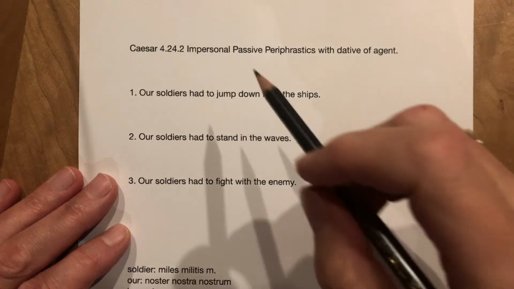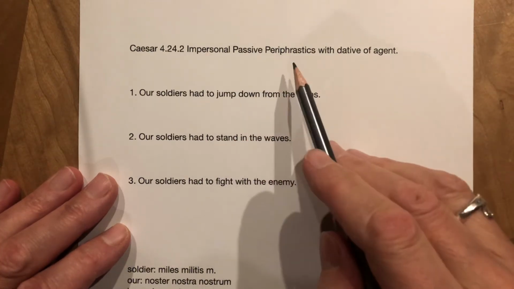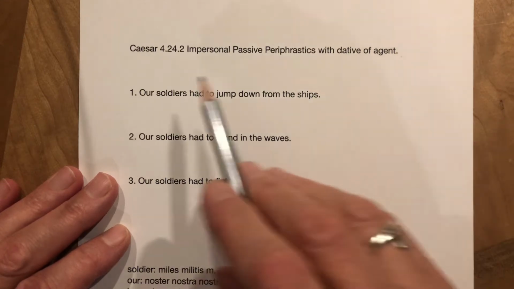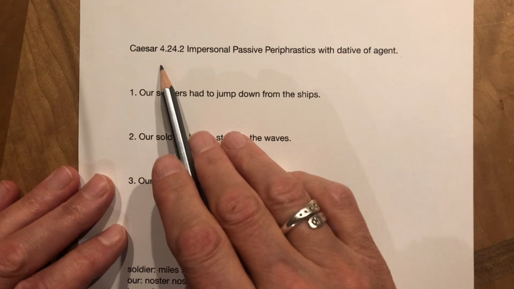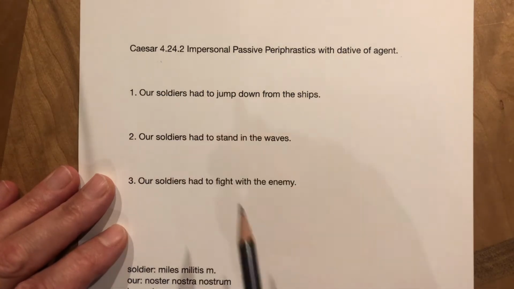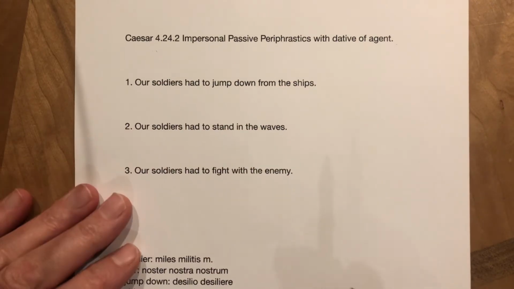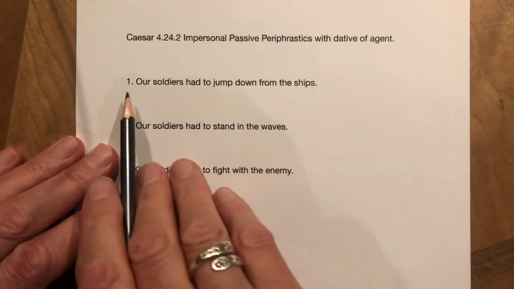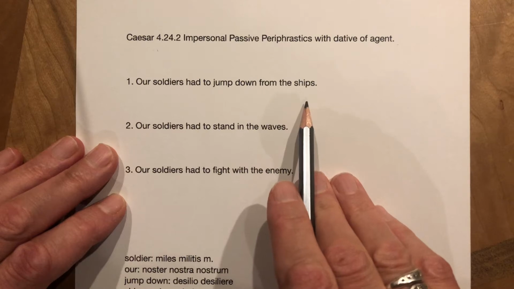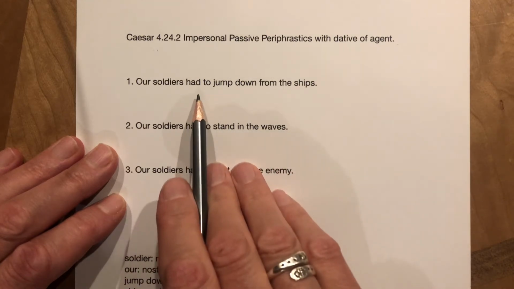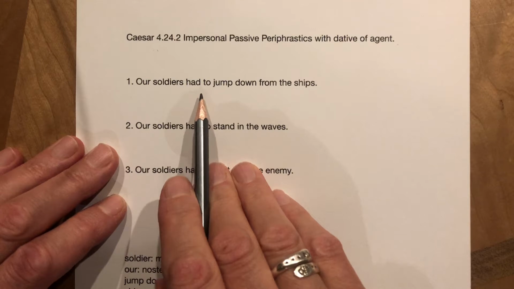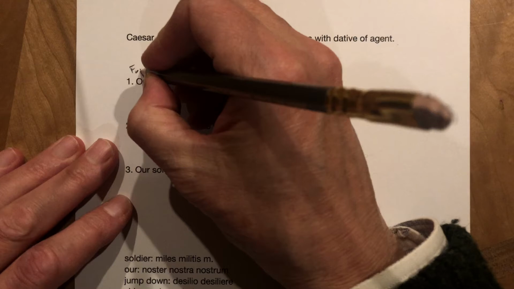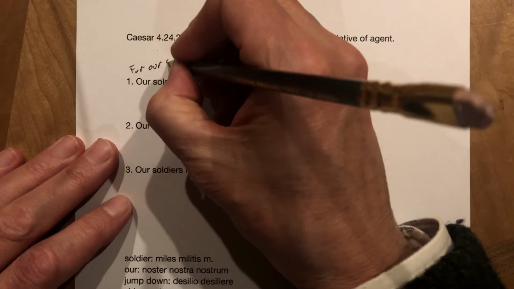This lesson is on the impersonal passive periphrastics with dative of agent. And this is in our Caesar reading, 4.24.2, so this will look very familiar. Our soldiers had to jump down from the ships. Now this is how we'd say it in English, but in Latin it's phrased completely differently. Here's how it's phrased. It'd be for our soldiers.